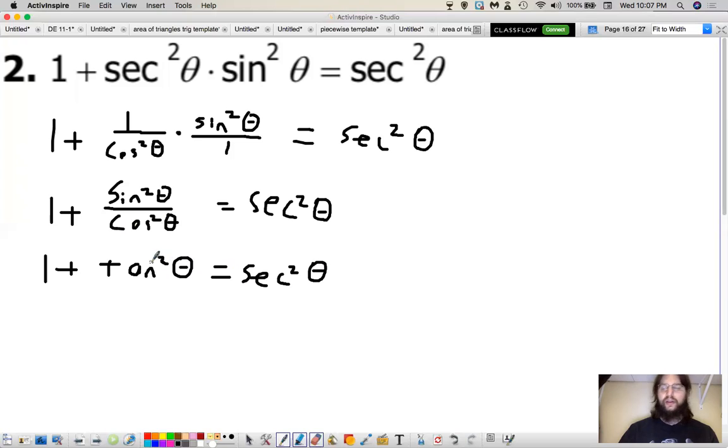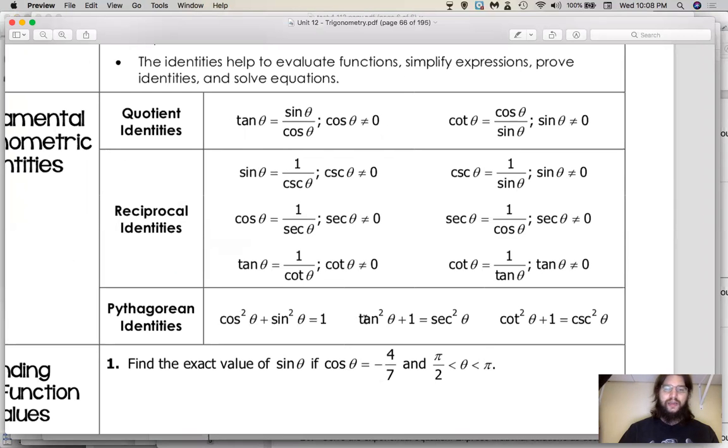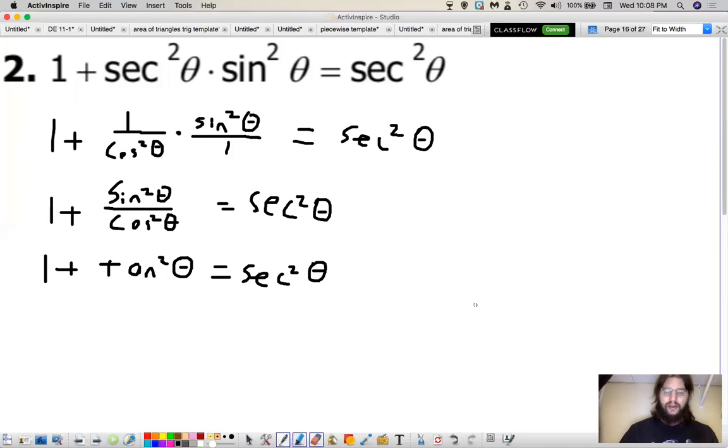I see a square in here. I got nothing else to add, subtract, or divide, so let me look at my Pythagorean identities. This one has tangent squared. Tangent squared plus 1 is secant squared. Oh, hey, that's what we need. There's the identity I'm using. I'm going to put this off to the side as scratch work. I'm not going to put it inside of my proof.